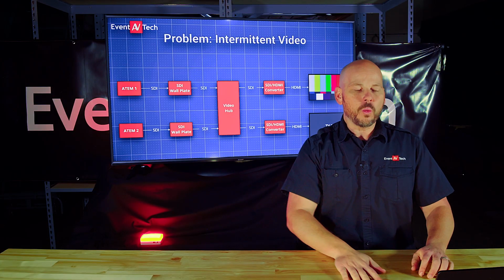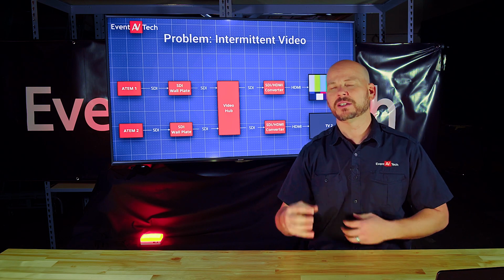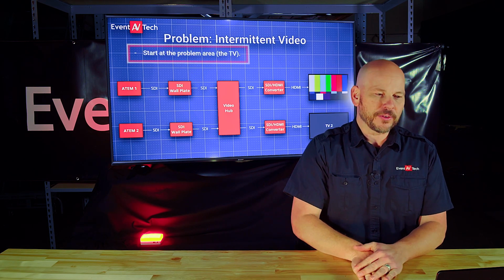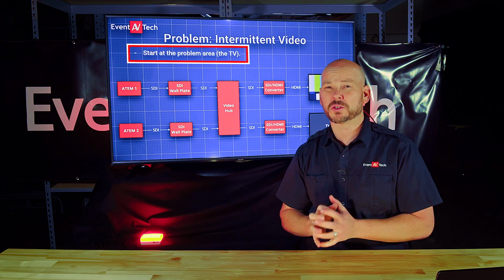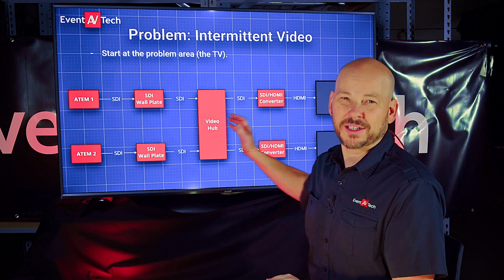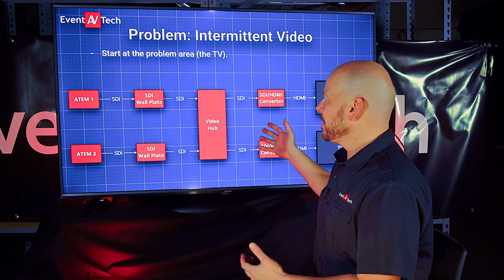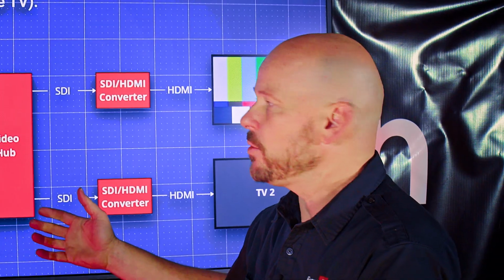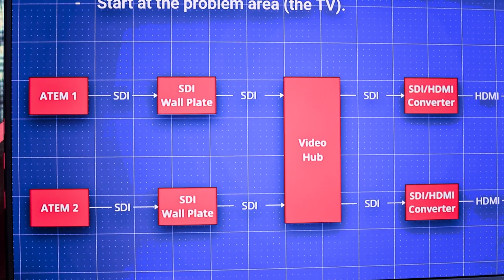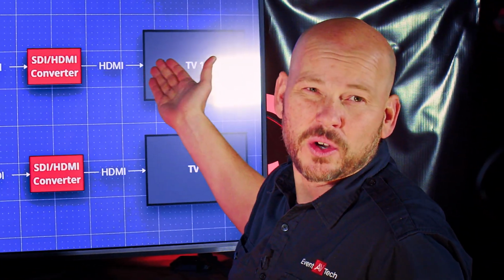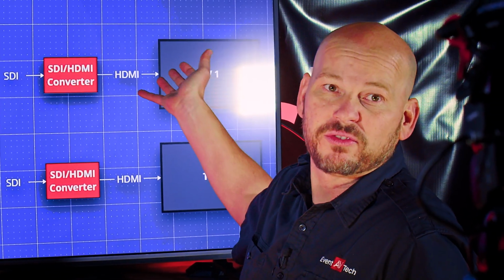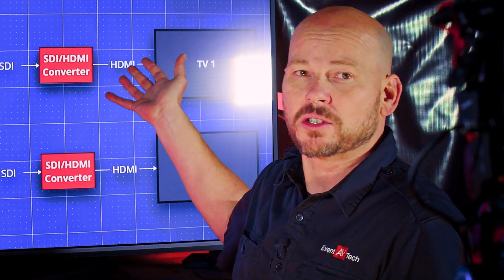So what do we do? How do we begin to troubleshoot this problem? The first thing we're gonna do is start with the problem area. While this is the whole system, I don't wanna start in the middle of the system. I don't wanna start at the end where we don't know if there's a problem there. Why don't we start right here and try to identify, is the problem the TV itself? That's a pretty good place to start.